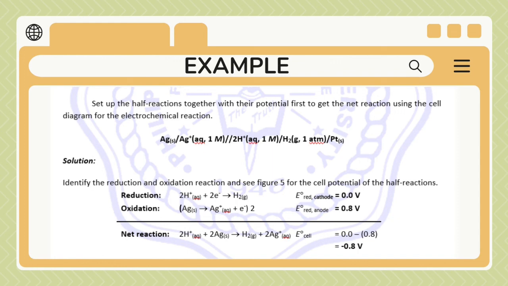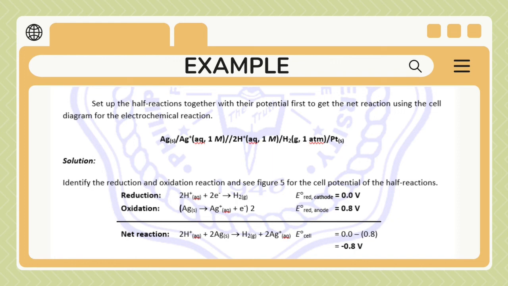So we have here Ag solid. This is a phase bar. Ag+ aqueous 1M. Next is the salt bridge, denoted by a double bar, 2H+ aqueous 1M. Next is the phase bar, H2 gas, 1 atmosphere pressure, over, again the phase bar, Pt, or the platinum solid that is used as an electrode.